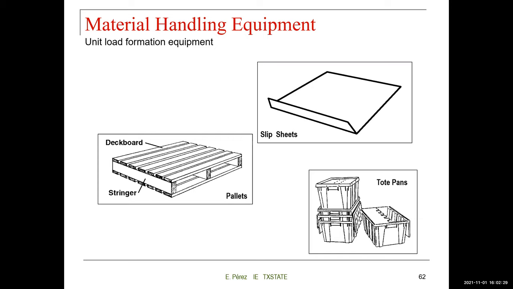The slip sheet is also another way to carry multiple items. The tote pans, those are pretty common in businesses such as Amazon. You'll find them in warehouses, anywhere that you will have a warehouse. They allow you to restrict the product and also protect the product when you have a lot of movement happening in the area.